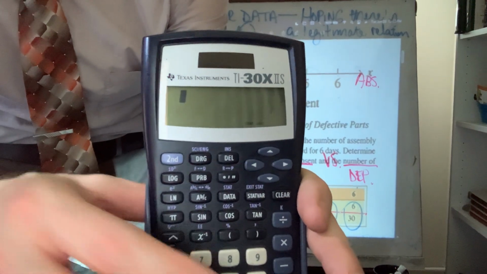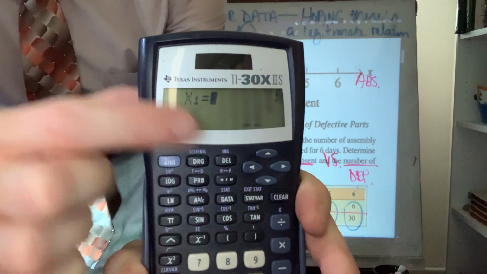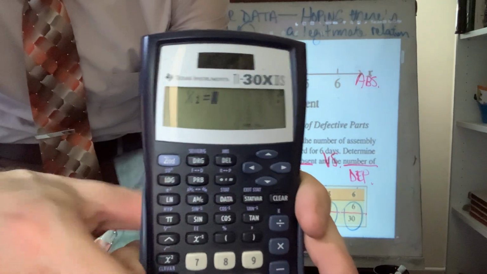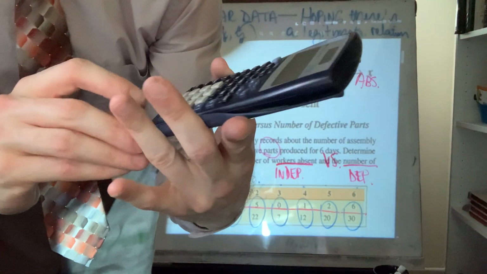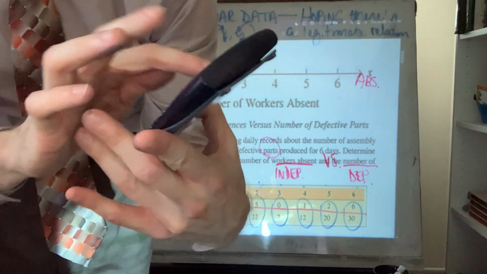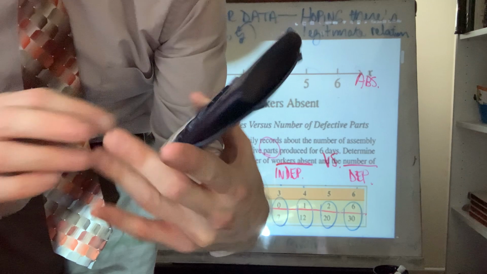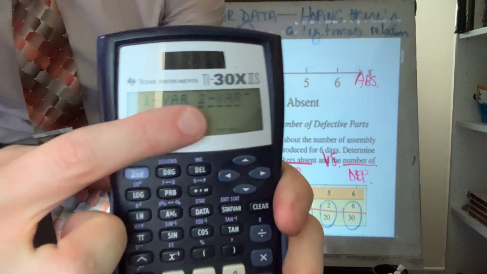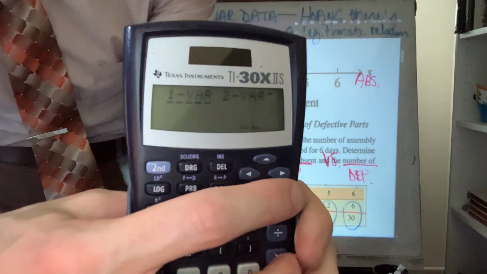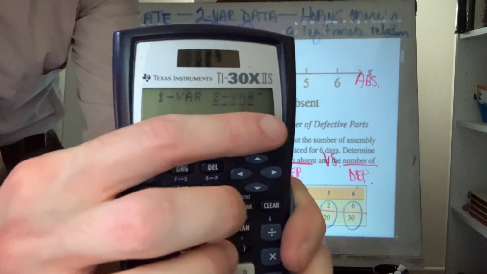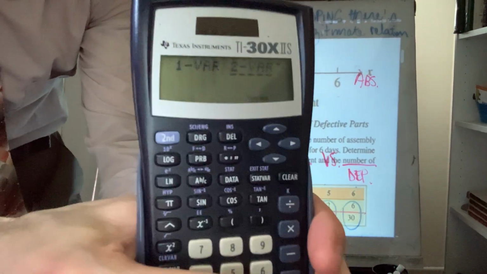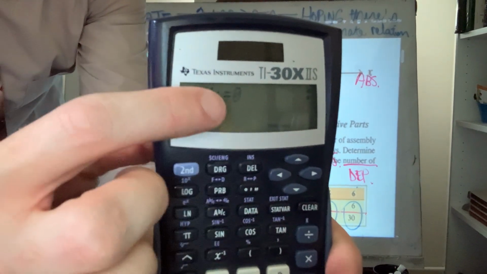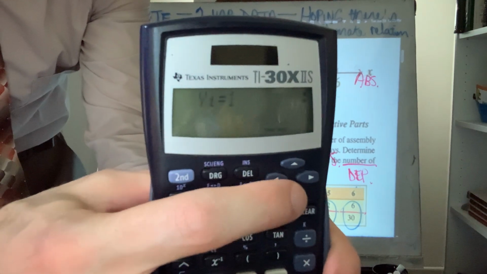All right, now you could assume that that is clear. If you hit data now, it'd be empty. Now we're going to choose 2 variable statistics because we're working with 2 variables. If you need to, scroll over to underline it, hit enter, and now when you press data, you're going to see X1, and then as you scroll down, Y1.